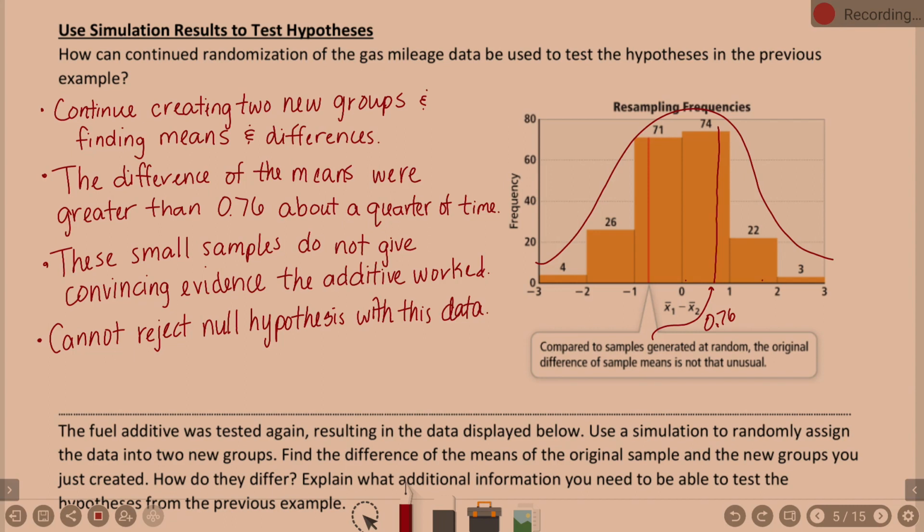What's different about these two new groups? There's more data values, yes? Can more data values possibly be more convincing? We're getting ready to find out. Okay, so two groups. We have without the additive, I'm going to call that group 1. With the additive, I'm going to call group 2.